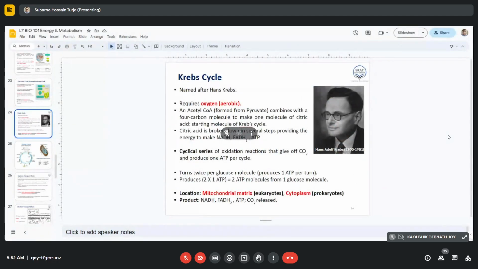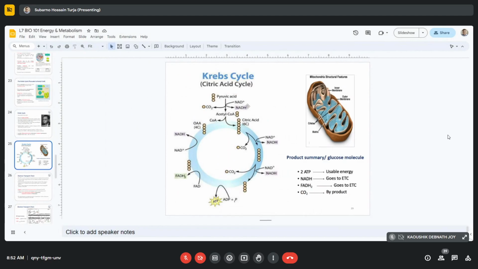So this carbon dioxide ultimately is one of the big products of Krebs cycle. Other than carbon dioxide, we're also getting other parts like ATP, NADH, FADH2, energy carrying molecules, and electron carrying molecules. So as you can see here, according to the diagram, the products that we're getting are ultimately carbon dioxide, ATP, NADH, and FADH2.